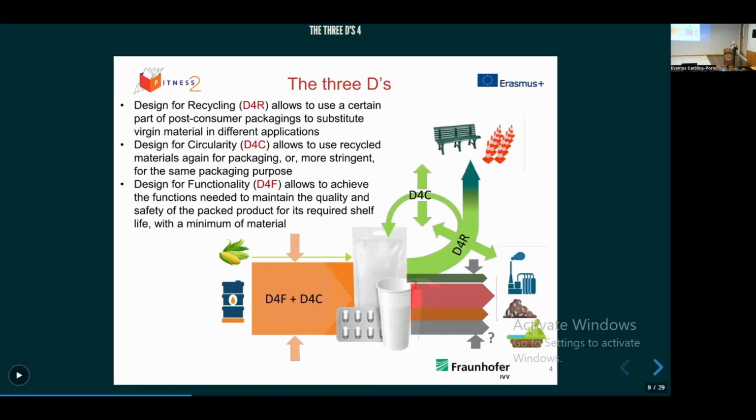This is, by the way, the reduce R of the many R's that are used for the EU targets. Okay, these are the aspects: design for recycling, design for circularity, and design for functionality. And you will see in the end that design for circularity and design for functionality may have synergistic effects.